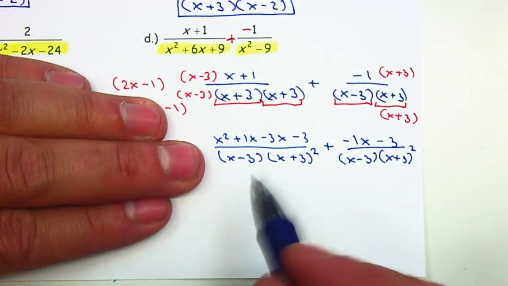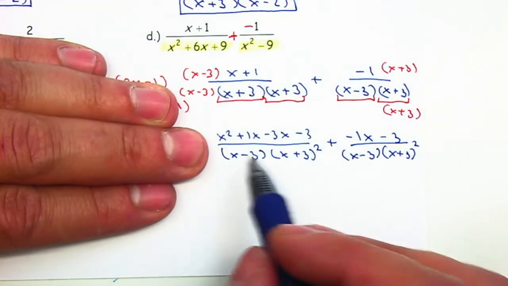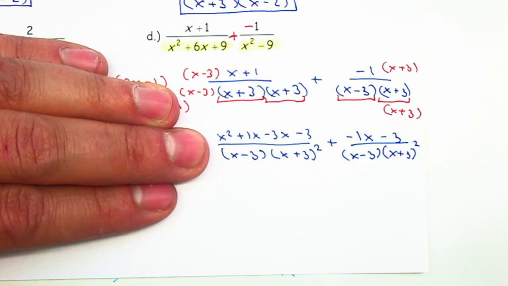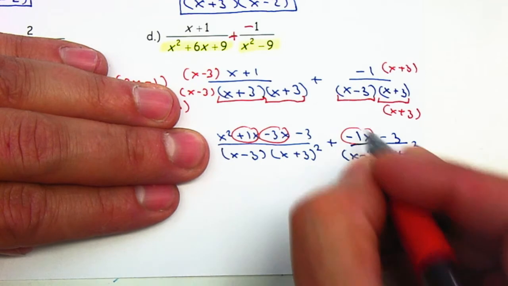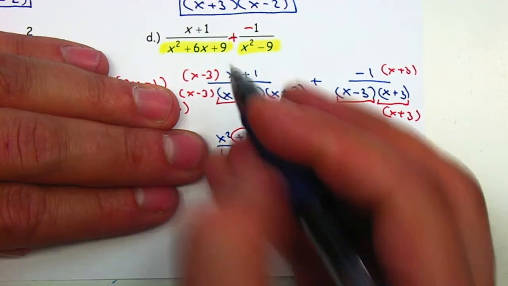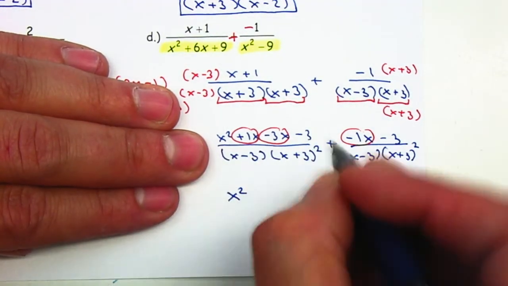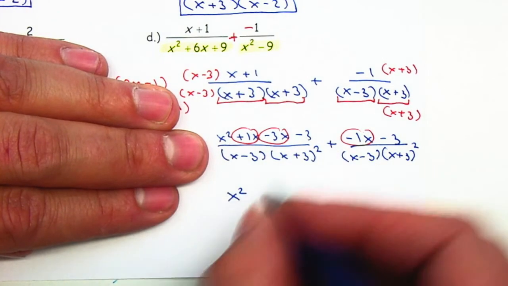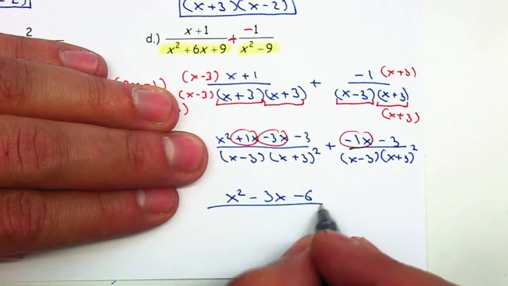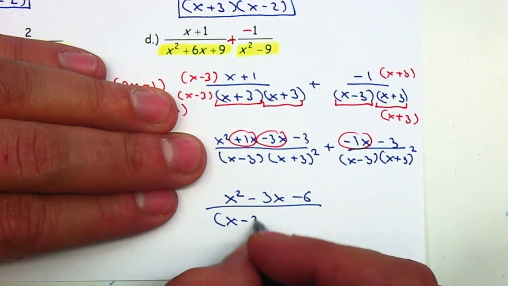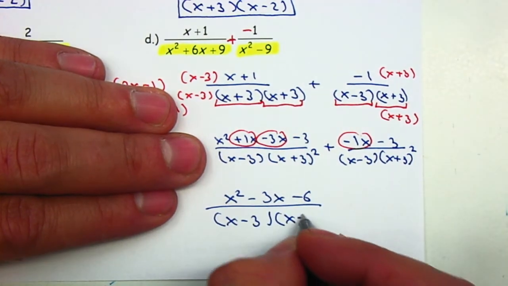Now that they have the same denominators, I can go ahead and combine like terms. I'm going to combine the negative 3x and negative 1x. So we only have an x squared. That gives me negative 3x, and then minus 6. On the denominator, I'm going to have an x minus 3, x plus 3 squared.